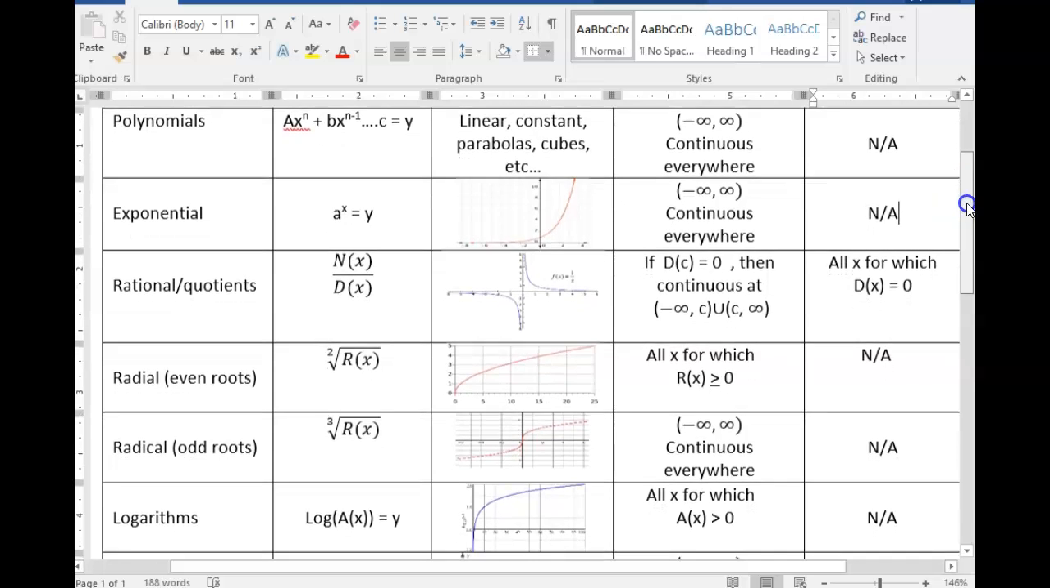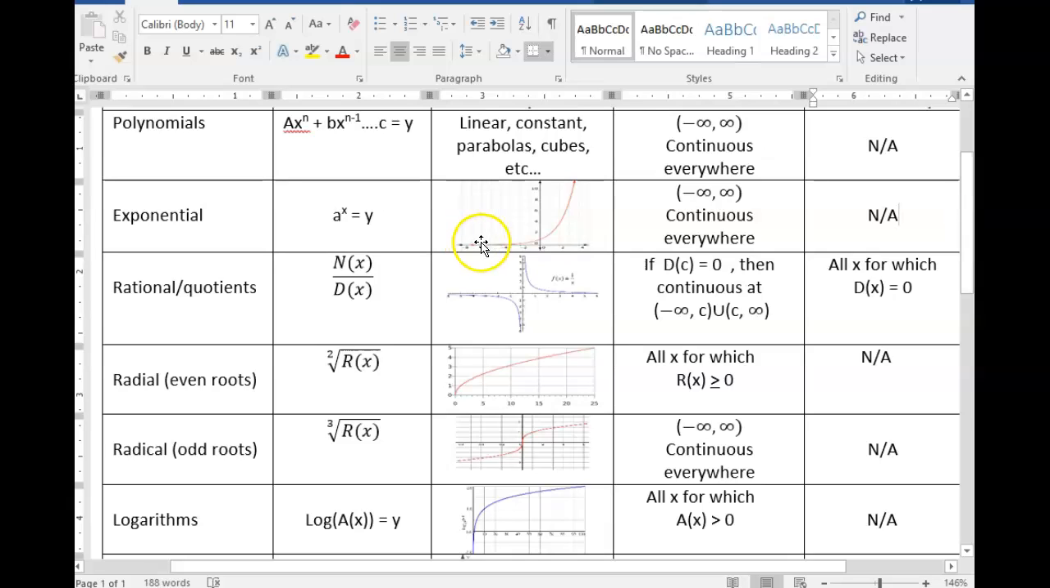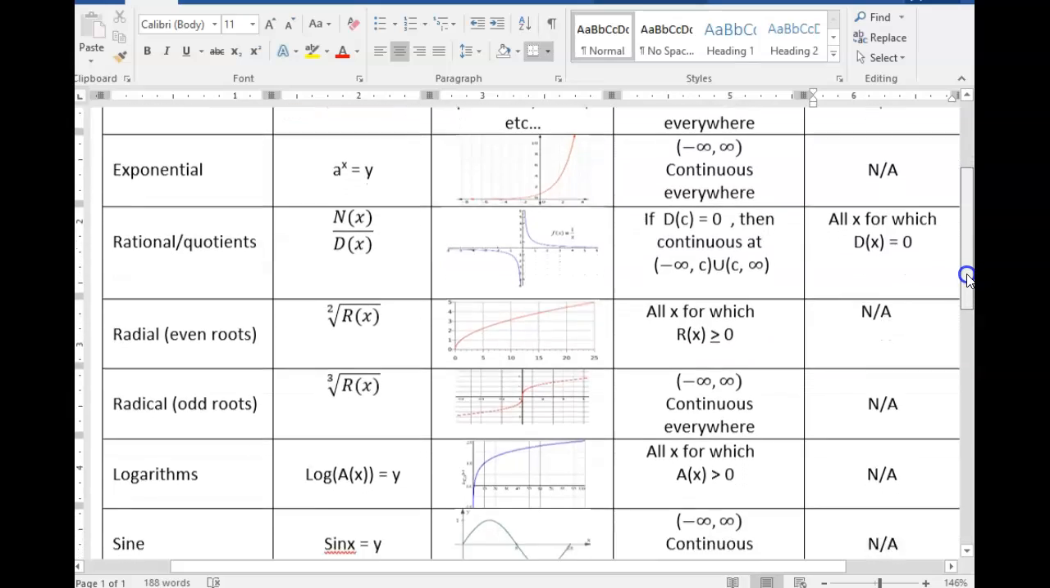Exponential functions is another thing you guys learned about. They look like this. Same thing. They have no holes, gaps, or jumps. They're continuous everywhere.